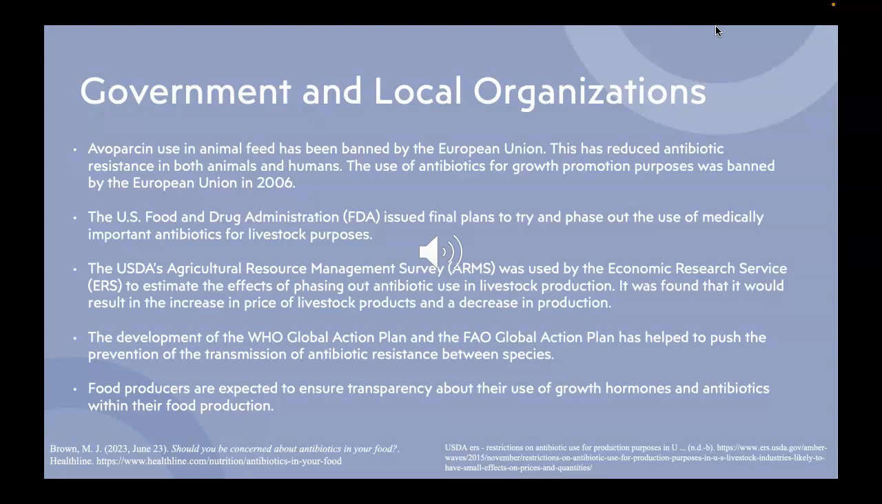This slide discusses what government and local organizations have been doing to try and help this issue. First off, avoparcin, which is a glycopeptide antibiotic effective against gram-positive bacteria, has been used in animal feed and has been banned by the European Union, and it has been used in animal feed in order to promote growth in chickens, pigs, and cattle.